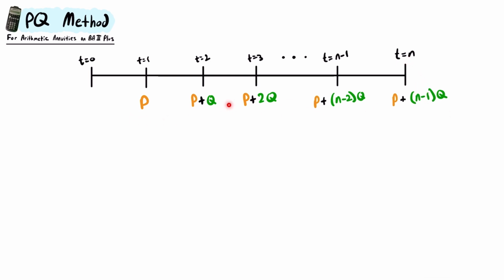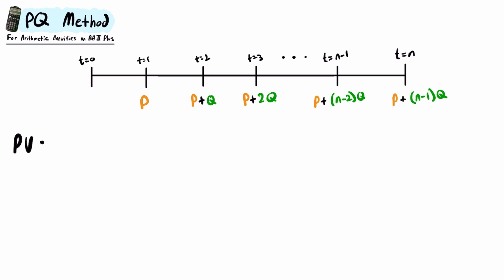Okay, so this is our general series of payments that form an arithmetic annuity, and that could be increasing or decreasing. If it's increasing, Q is positive, but if it's decreasing, then Q would be negative. You would be subtracting Q and subtracting 2Q and so on. But to keep things simple, for now we're just going to think of Q as being positive. But if we were to set up the notation for how we would calculate the present value of this series of payments, here's what that would look like.